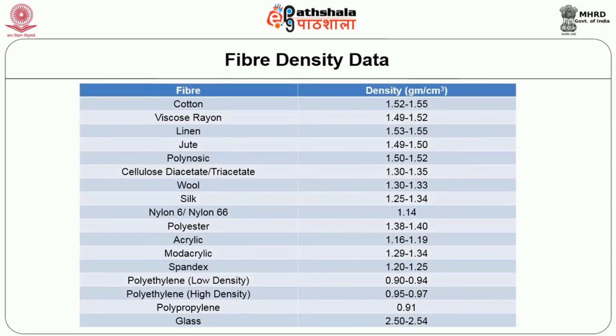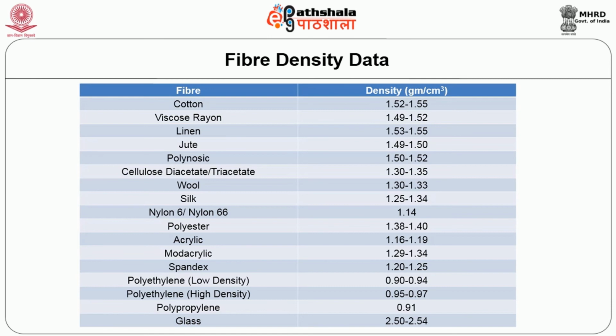Cotton will have a density of 1.52 to 1.55 grams per centimeter cube. In case of viscose rayon, it will have 1.49 to 1.52 density. If the material has 1.53 to 1.55 density, the material will be linen. In the case of jute, it will have a density of 1.49 to 1.5 grams per centimeter cube. In the case of silk, the density will vary from 1.25 to 1.34 grams per centimeter cube.